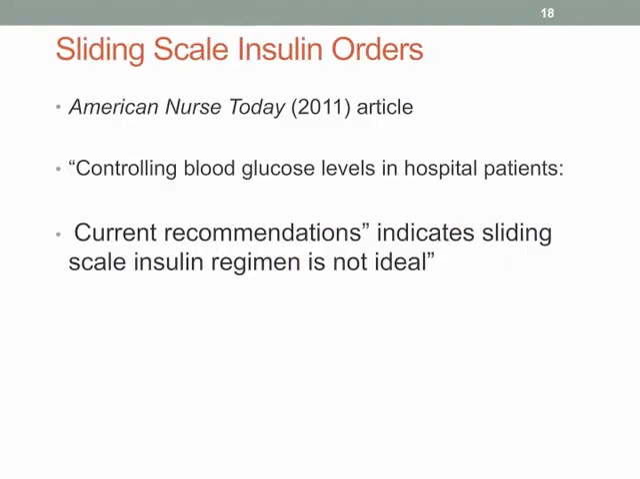You may find that sliding scale insulin orders are not used as frequently in the future. I'm pretty sure you'll probably, as students, be seeing it. You may still see it as a registered nurse. However, they are not felt to be as effective as treating blood sugar before it becomes high, because this is largely ineffective because it treats hyperglycemia after it occurs rather than preventing it.